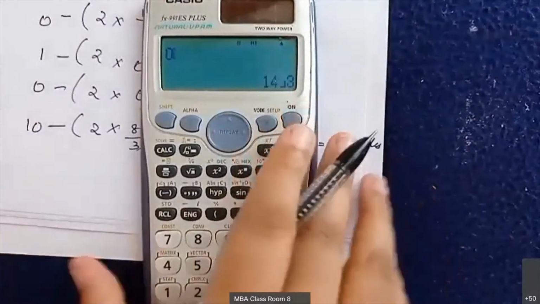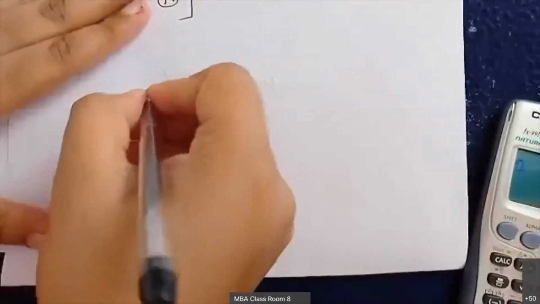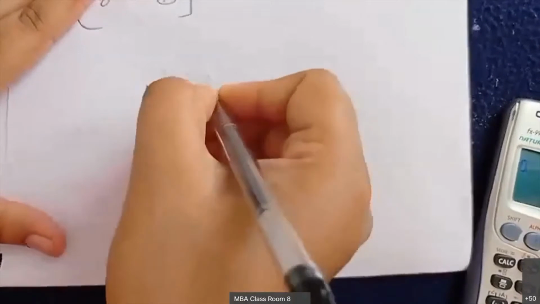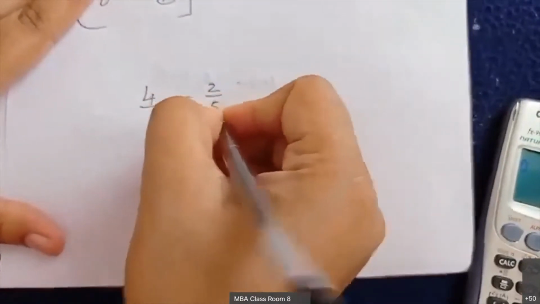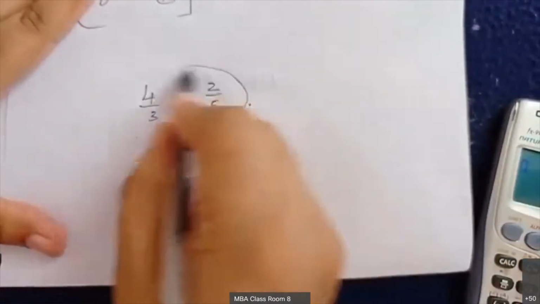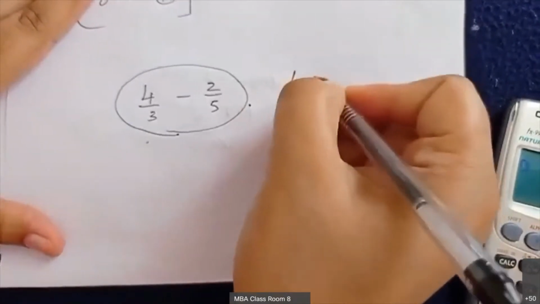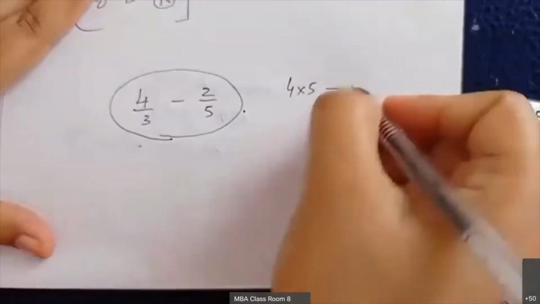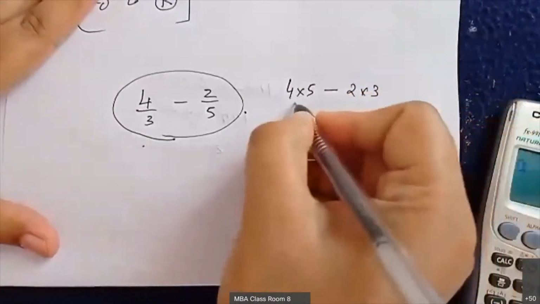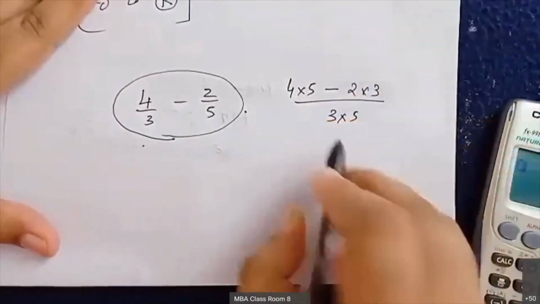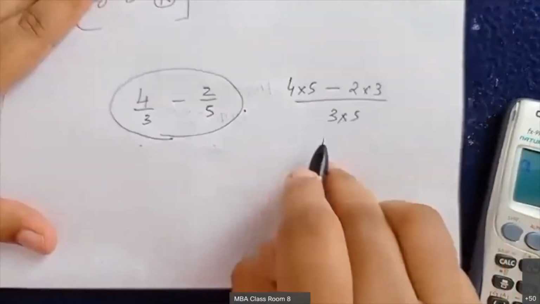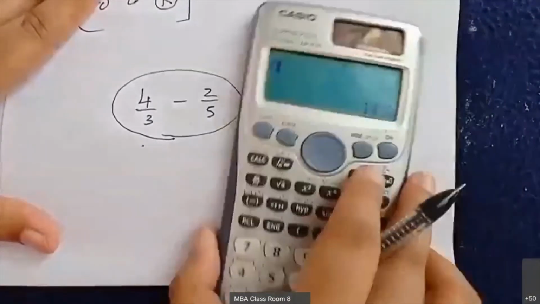Okay. For example, I'm taking 4 by 3 minus 2 by 5. For solving such problems, you have to take the LCM. Okay. How do we take it? 4 into 5 minus 2 into 3 divided by 3 into 5. You will have to solve all these problems. It is a little difficult. So you directly take your calculator.